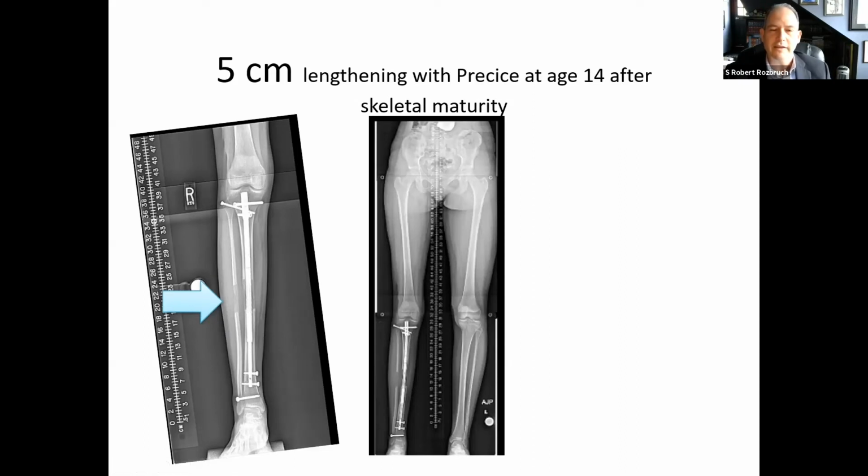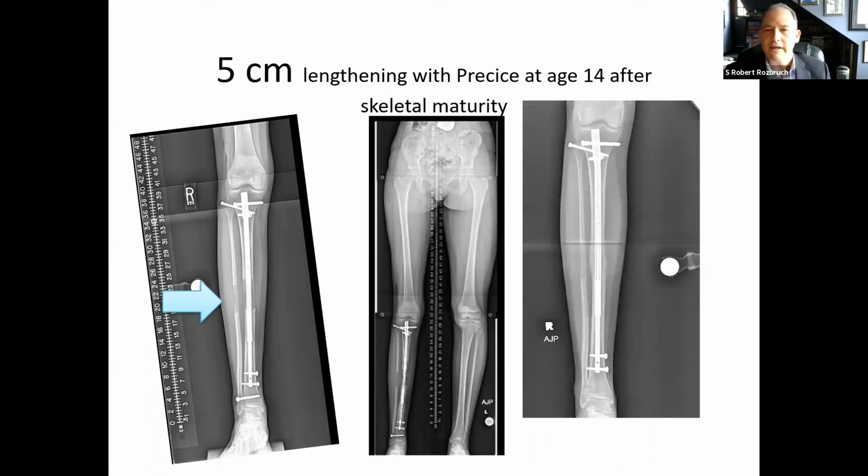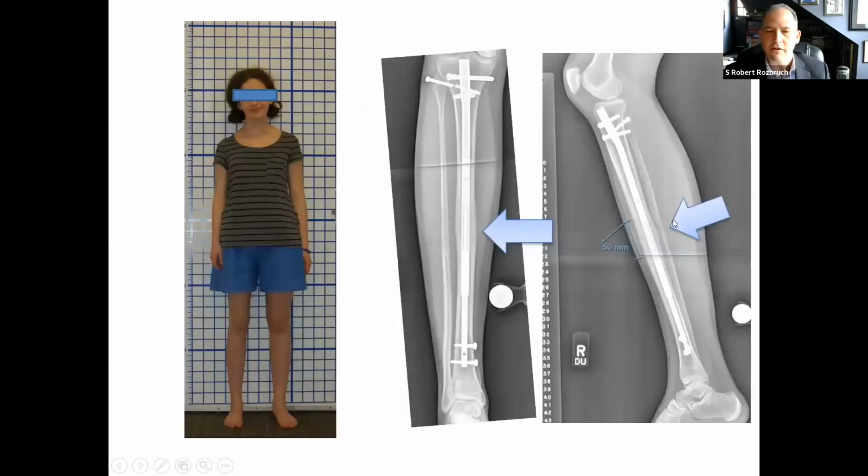This x-ray is at the end of the distraction, showing the regenerate, showing the equalization of the leg lengths, and then here you can see the progressive consolidation noted. Again, just some features of the nail. Here's the magnet. Here's the distraction rod, and you can see the elongation of the telescopic portion of the nail. The bone healing was very robust, fantastic.